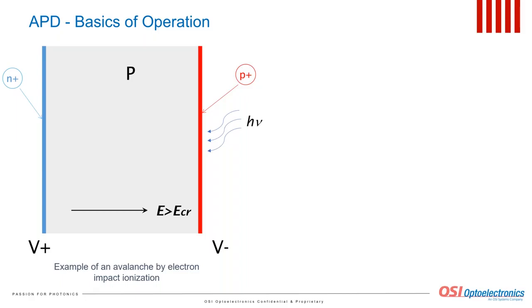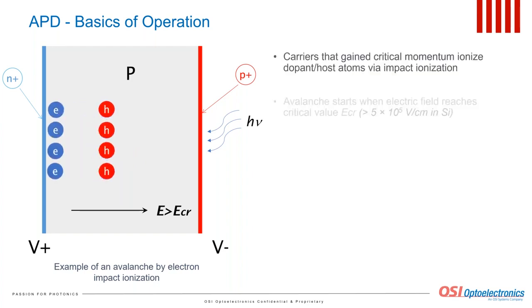Non-equilibrium carriers generated through light absorption will be accelerated in the field, and the higher the field, the higher the energy and momentum each carrier acquires. Drifting carriers may encounter collisions with the dopant atoms, and if the carrier energy is high enough, it can ionize the dopant atom, creating additional free carriers through a process called impact ionization. The avalanche multiplication starts when the electric field across the semiconductor bulk reaches the critical value, and the higher the electric field, the larger the avalanche.